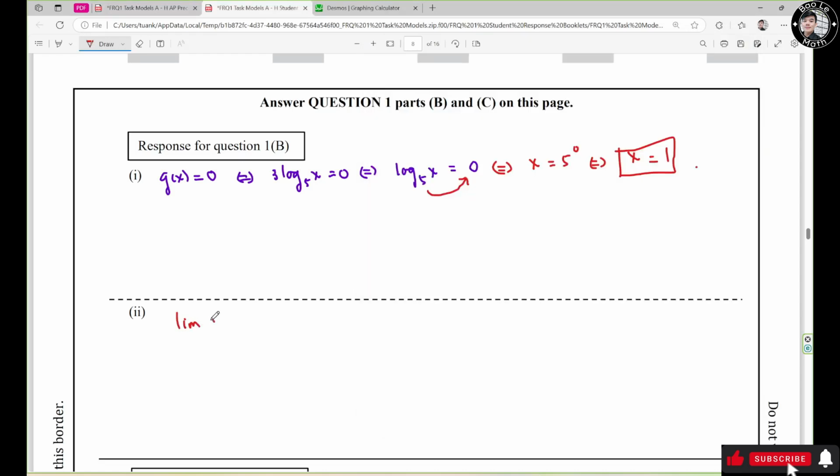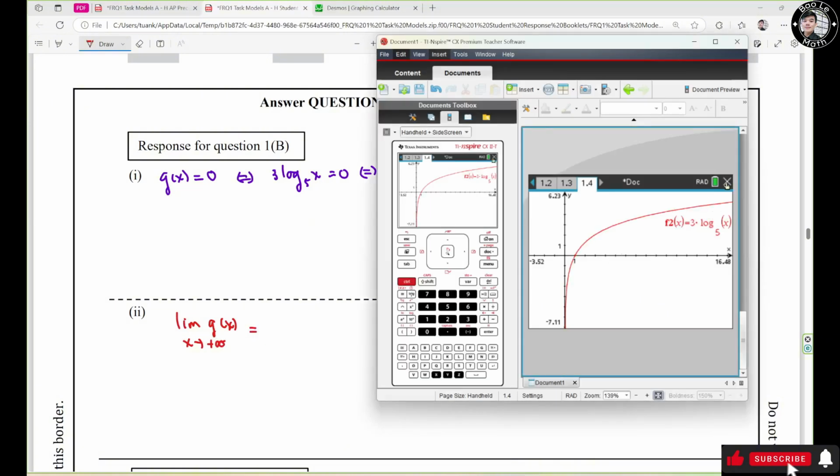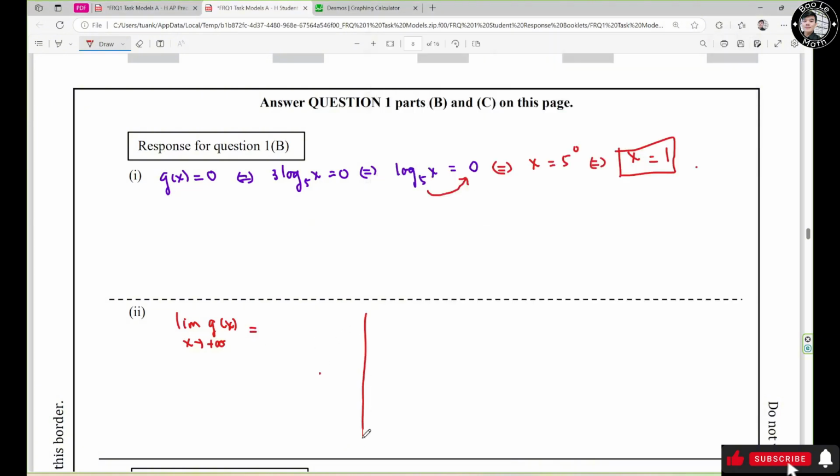Limit of the function g of s when s approaches positive infinity. So we look at this one right here. It's going up forever, right? So if you grab it, it's going to be something like this. So when s approaches positive infinity, the function approaches positive infinity, right? This guy goes to the right, this guy goes up, right? So the answer is positive infinity. Alright, now keep in mind that the y-axis is the vertical asymptote of the logarithmic function.